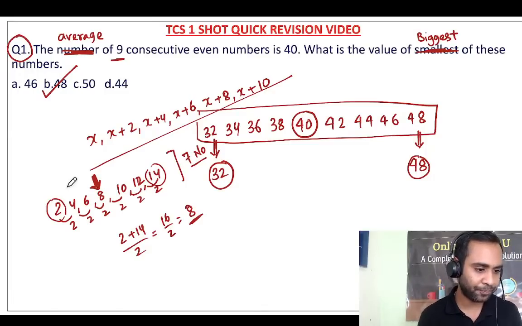Right? Clear? Very good, Yuvraj Singh. You hit a six. Is it clear for everyone?